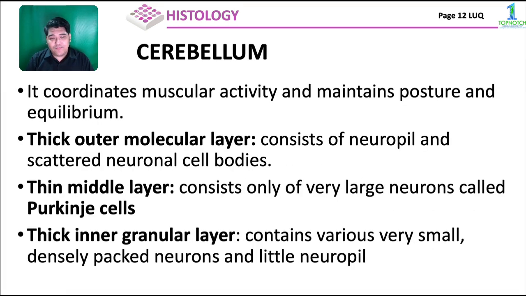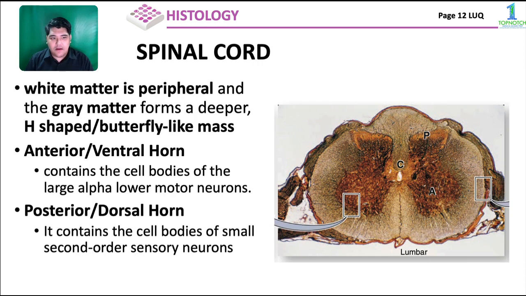Now your cerebellum coordinates your muscular activity and maintains posture and equilibrium. It has a thick outer molecular layer. And then we have a thin middle layer, where you have your Purkinje cells. And then the thicker inner granular layer, with very small, densely packed neurons and little neuropil. So again, Purkinje cells, where are they found? Previous question: cerebellum, Purkinje, specifically in the middle layer.